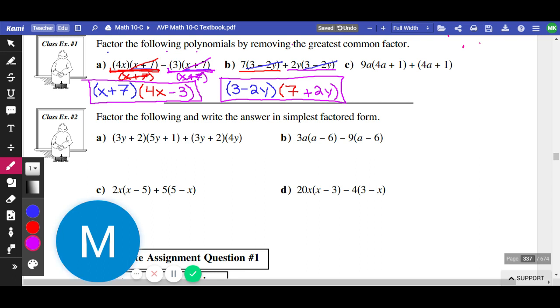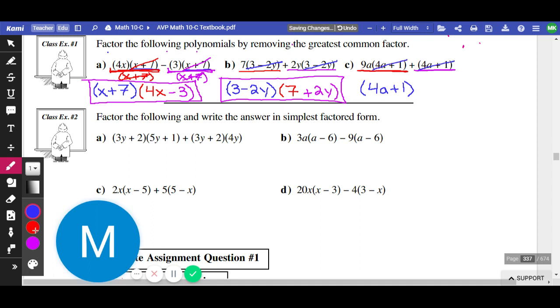We'll try one more together. Again, I like to break it into two sides: the red side and the purple side. I try to figure out what both those things have in common. The red side has a 4a plus 1. The purple side has a 4a plus 1. They have the same binomial, so I take that same binomial and put it out front: 4a plus 1.